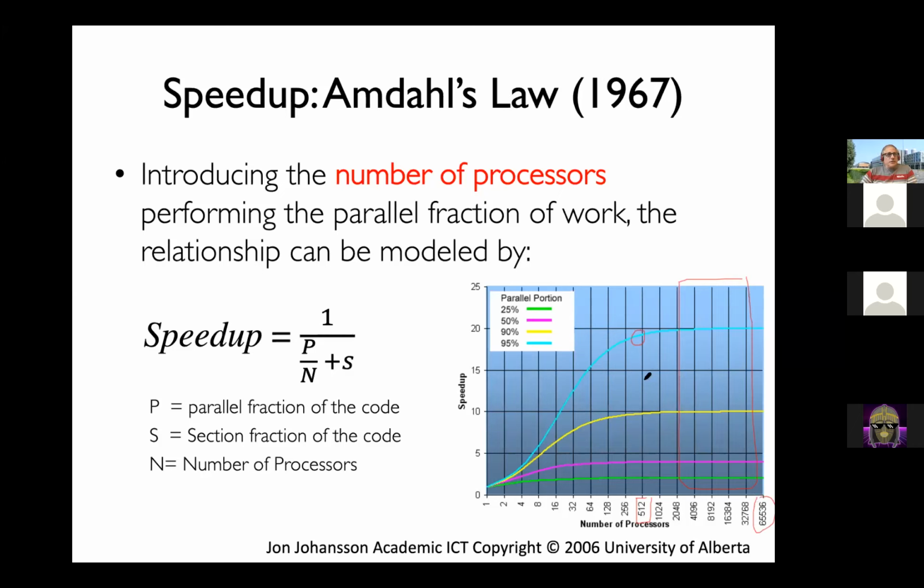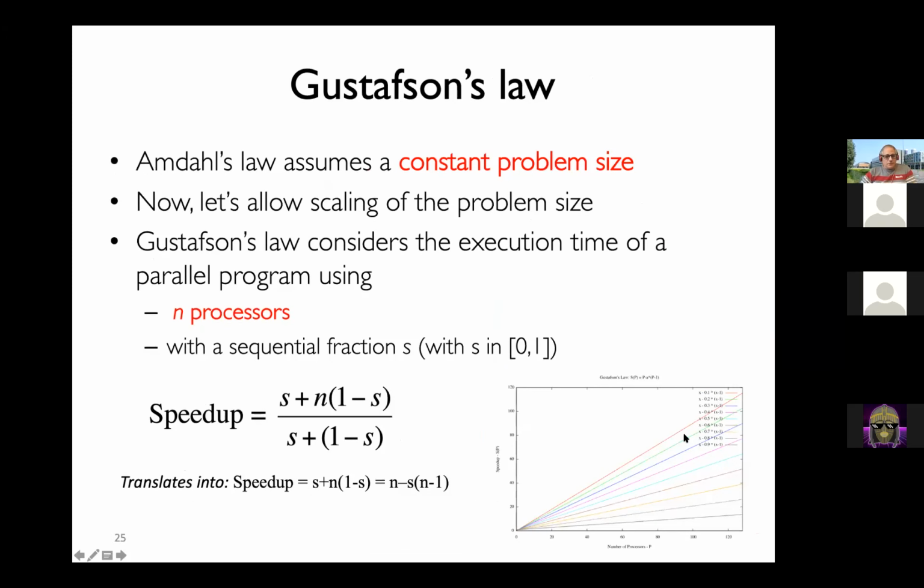This seems to be saying that we don't need large systems because of this limitation, but actually this is only limited by the size of the problem, because the big systems are meant to solve bigger problems. So there's another law, called the Gustafson law, which says that if we don't fix the size of the problem, then it makes sense to create a bigger and bigger machine, because we can solve bigger and bigger problems, and the speed up can increase.